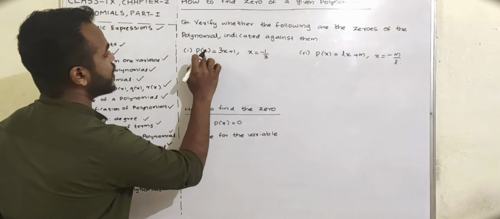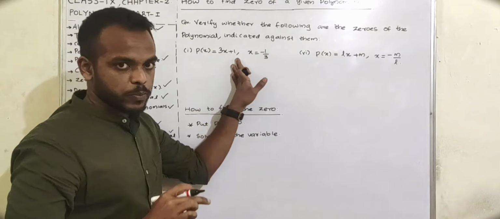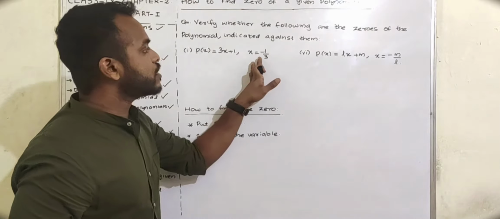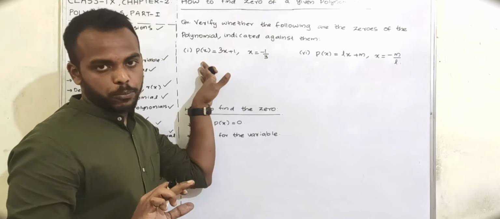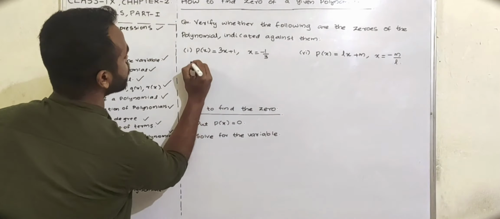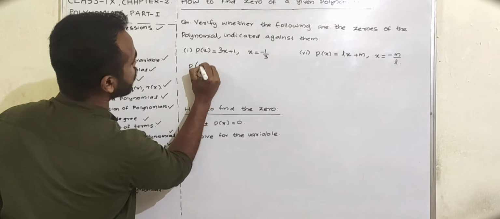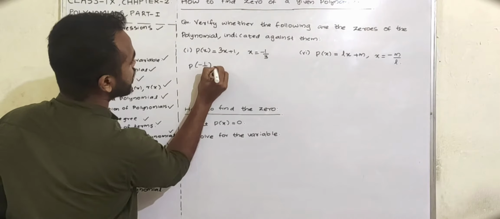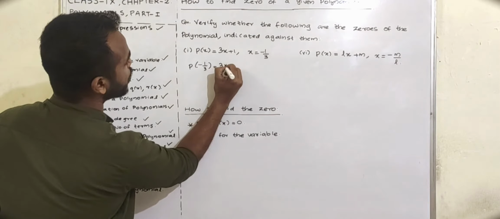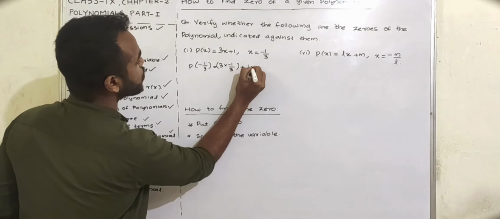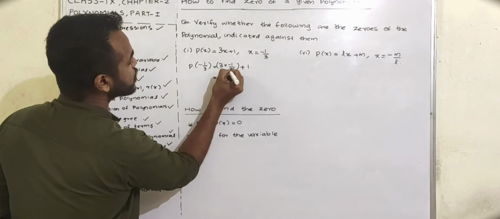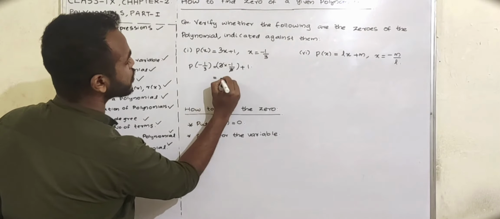The polynomial given is p of x is equal to 3x plus 1. We need to check whether x is equal to minus 1 by 3 is a 0 of that polynomial. For that, we just need to put p of minus 1 by 3. So what happens? 3 into minus 1 by 3. I am putting it inside bracket plus 1. So we can cancel this 3 and this 3. So who will remain?